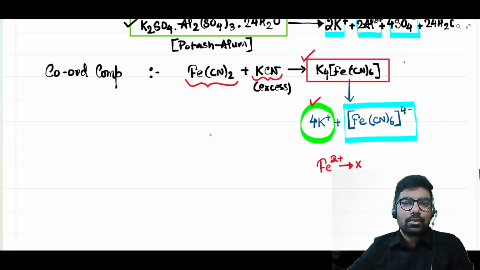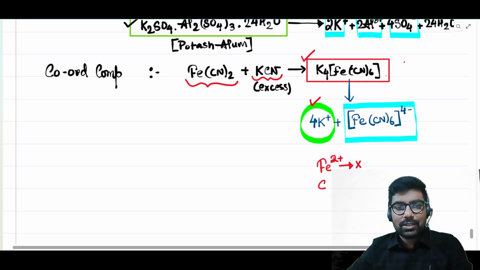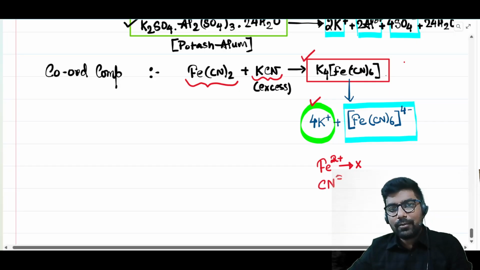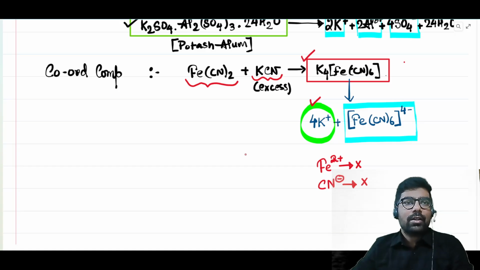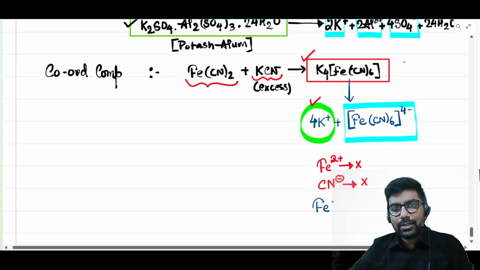Even if we do a test for the individual cyanide group, let's say I want to see whether cyanide exists independently, again it will not give a positive result for the cyanide group. But if we do the complete test for the ferrocyanide Fe(CN)6 group, we will have a positive result.